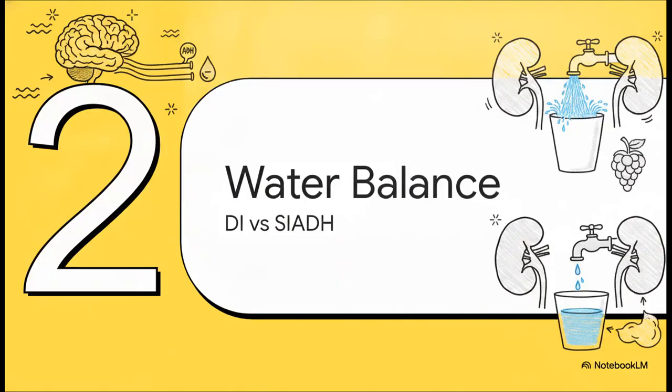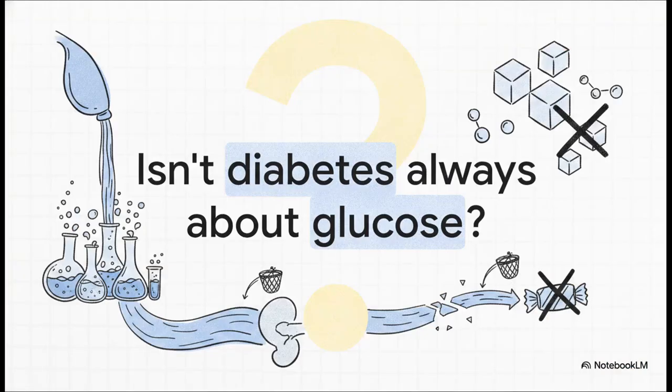Section 2. Water balance. DI versus SIADH. Now, you might be thinking, wait, isn't diabetes always about glucose? Well, that is a classic trap. Seriously, don't get tricked by this on test day. When you see the words diabetes insipidus, it has absolutely nothing to do with sugar. Historically, diabetes just meant passing a ton of fluid. So while diabetes mellitus is all about sugar, this next concept is entirely about water.